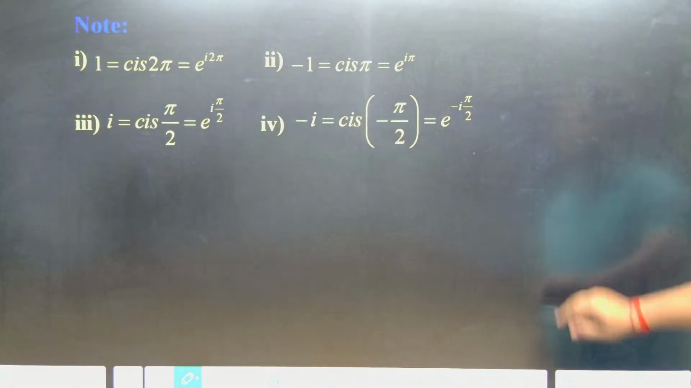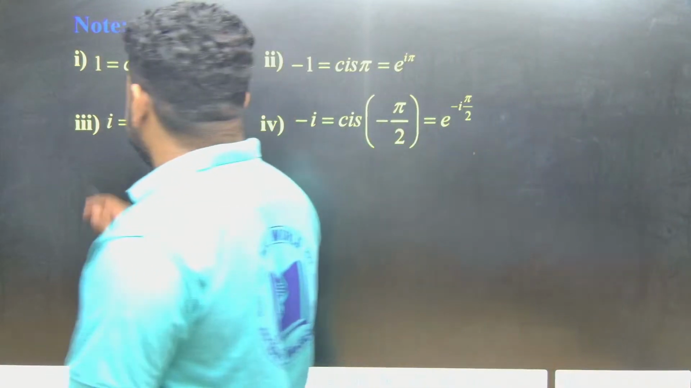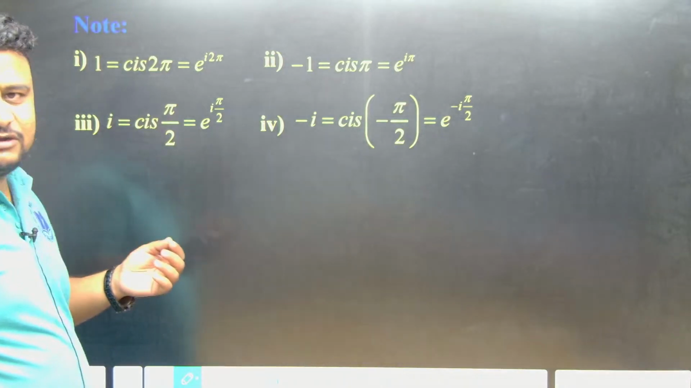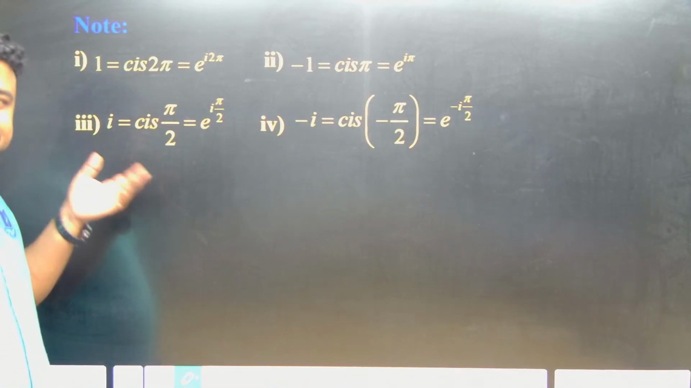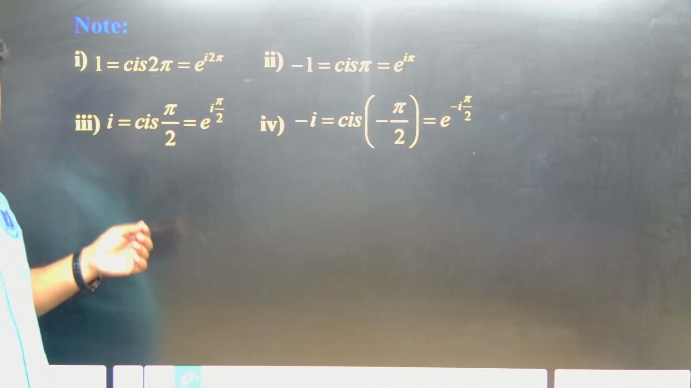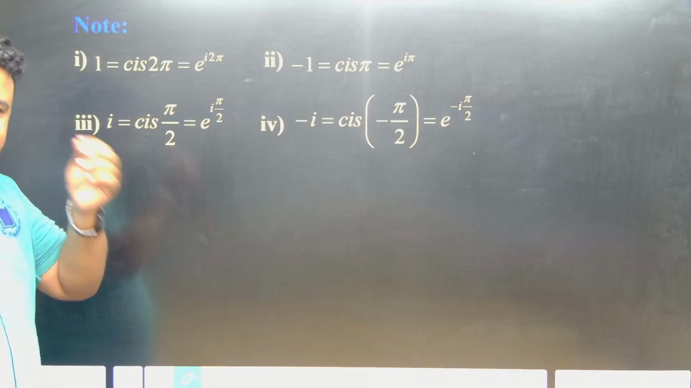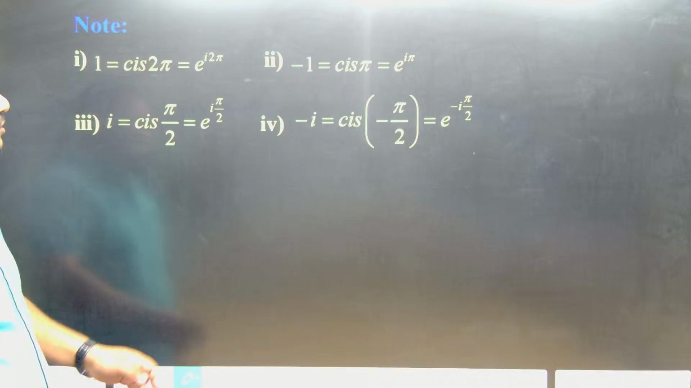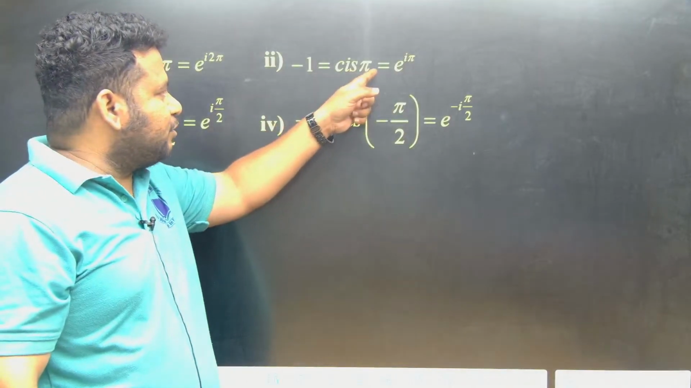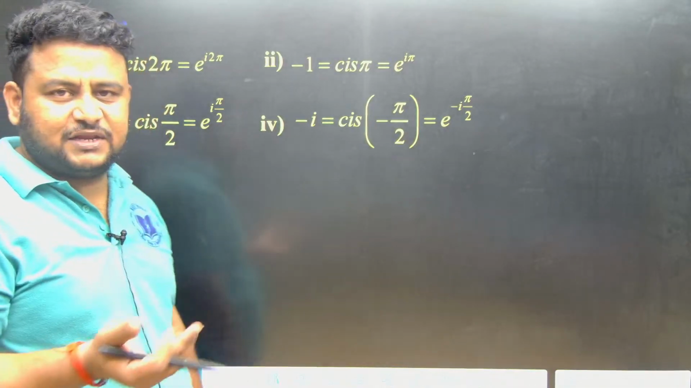Some more values. Cis of 2 pi is equal to e power I 2 pi. Wherever theta is there, you have to put the value of 2 pi. Cos of even pi is plus 1, cos of odd pi is minus 1, and sin of any pi is 0. So cis of 2 pi is plus 1. Cis pi, that is e power I pi, will become minus 1, because sin of any pi is 0.